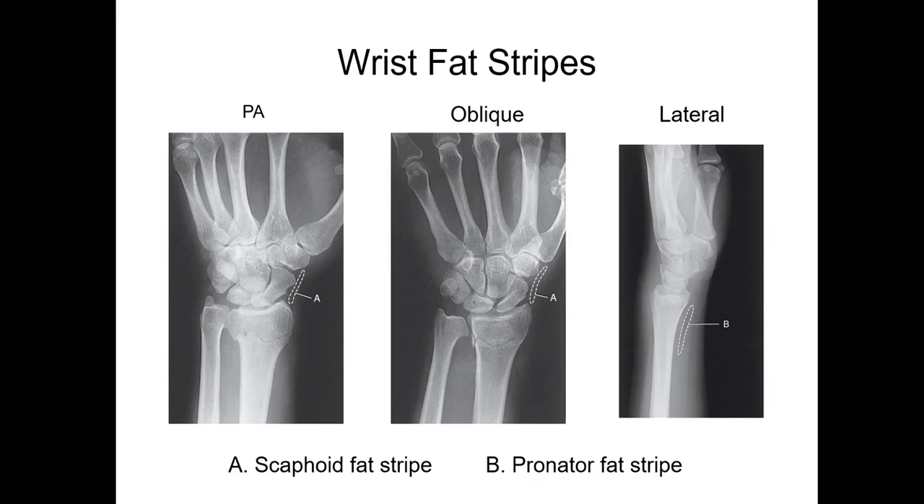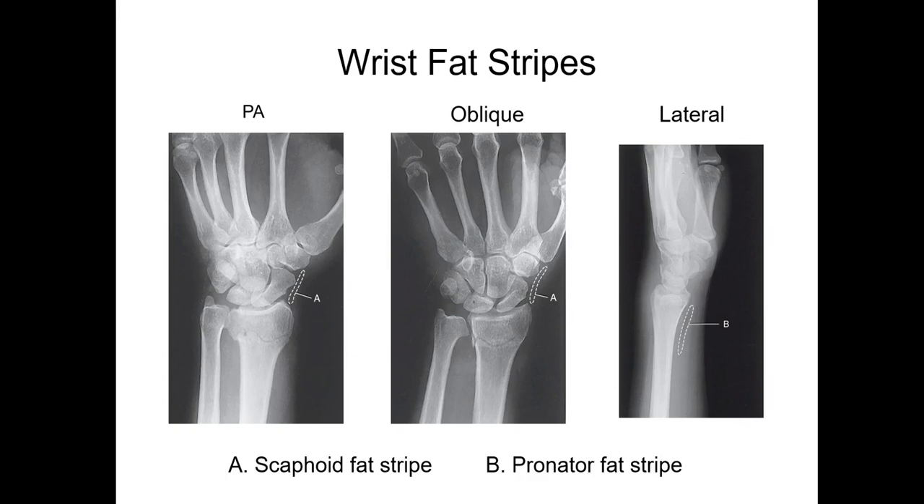So when we're x-raying extremities, we are, of course, looking at the bones, and the physicians are assessing the bones for any trauma to the bone. But we're also looking at the soft tissue structures. And within the joint capsule, there are these little accumulations of fat called fat pads, or fat bands, or fat stripes.